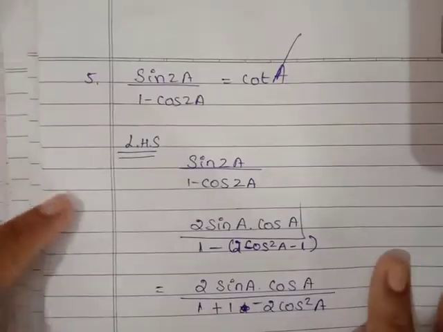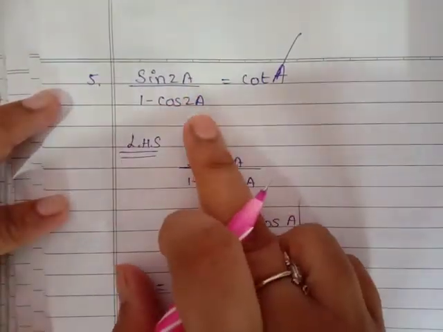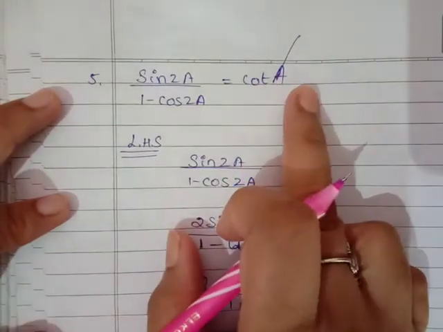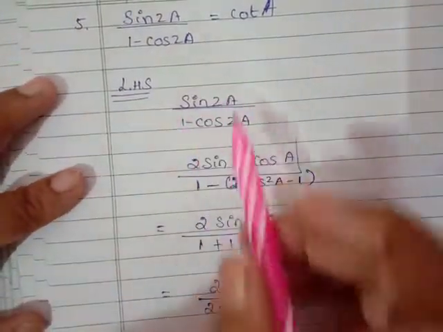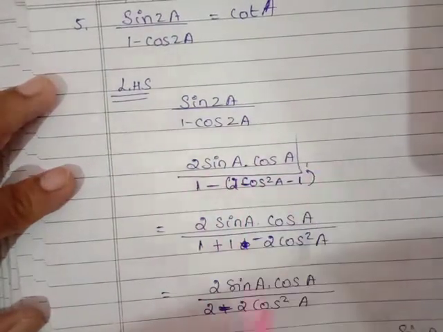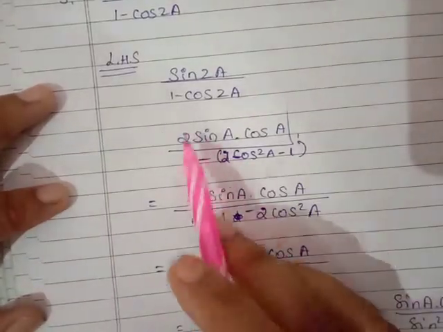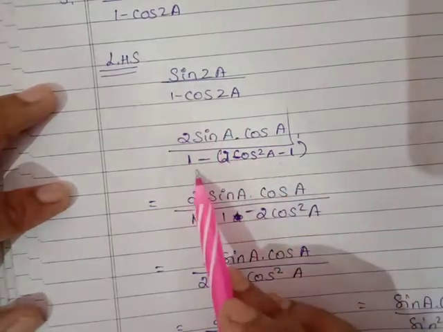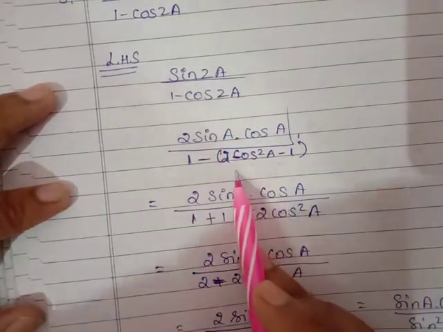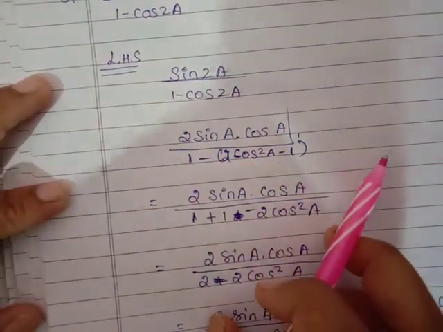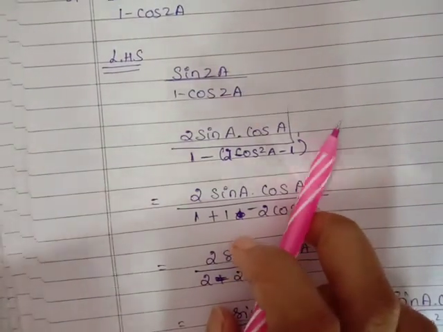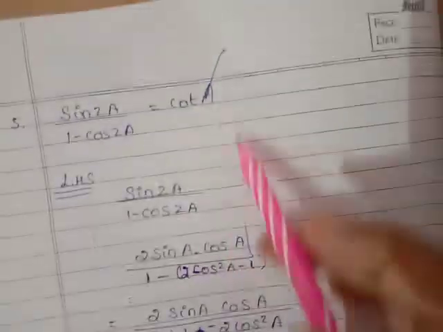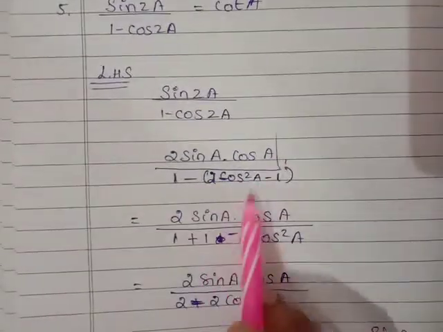Question number 5. Sin 2 alpha by 1 minus cos 2 alpha equal to cot alpha. You have to prove this. So sin 2 alpha formula is 2 sin A cos A. And what about the cos 2A formula? Cos 2A is 1 minus 2 cos square A minus 1. So you have to substitute the formula such that you get this answer, cot alpha. So if it is cos square, that would be better.